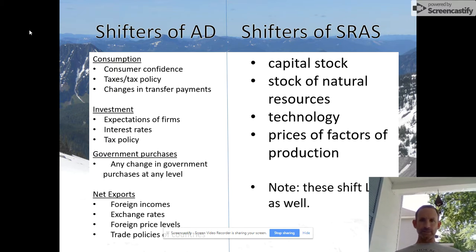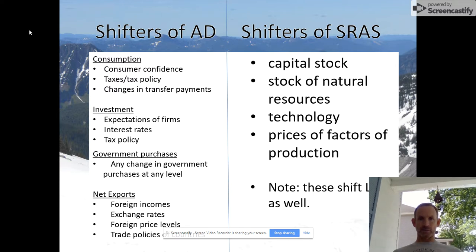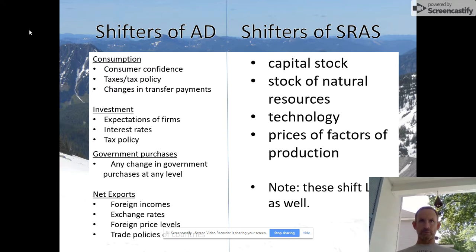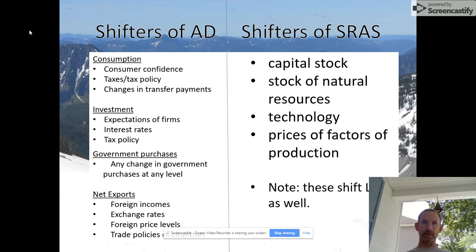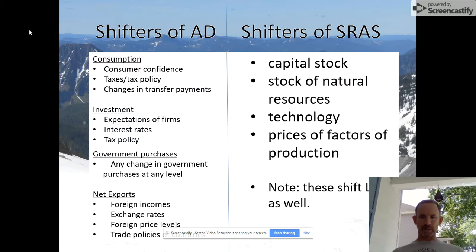So anyway, this list is included in your study guide. There's also an exercise you're going to have to do where you have to use it. Exercise 8.1 uses aggregate demand and aggregate supply, but this list is in there. Refer to it. It's very important.